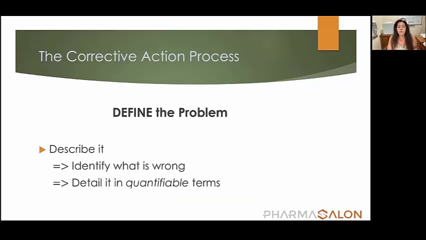So number 1, define the problem. What does that mean? Well, describe it. Describe what happened. Identify what is wrong. Did you deviate from an SOP? Was there an unwanted result? What happened? Then detail it in quantifiable terms.